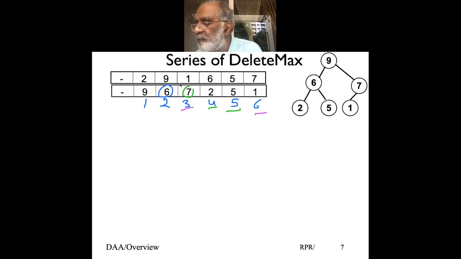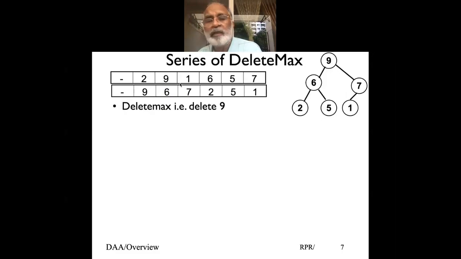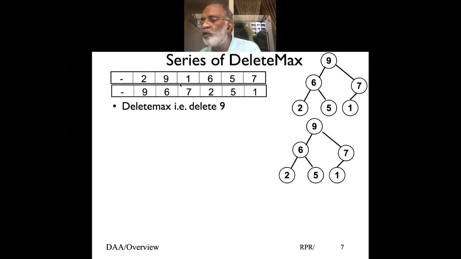Having built a heap, how do you perform the DeleteMax? Let's say we need to perform one DeleteMax operation. That means delete 9. So how do you go about deleting 9? We basically remove this element. And now how do we rebuild the heap? Take the last element, which is this, and move it to the top of the heap. So this becomes 1.